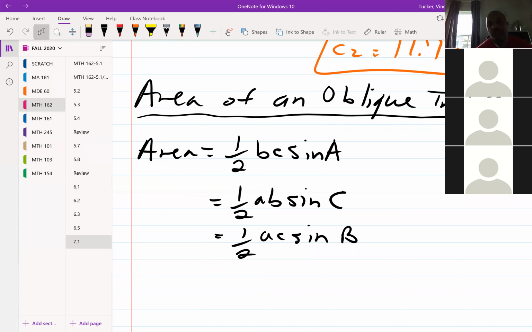All right, so the area of an oblique triangle is one-half B times C times sine of A, or one-half A times B times sine of C, or one-half A times C times the sine of B. So you need one of the angles and each of the other sides. So you have a side-angle-side relationship.